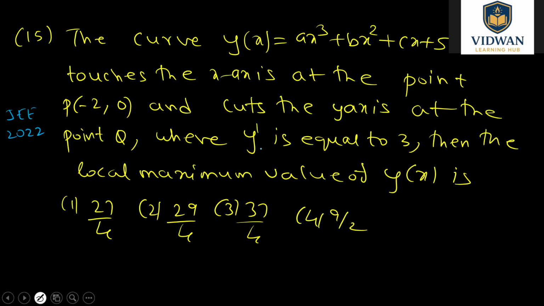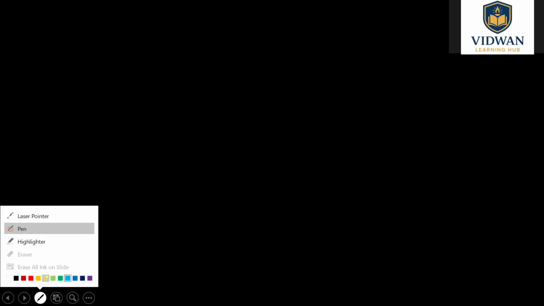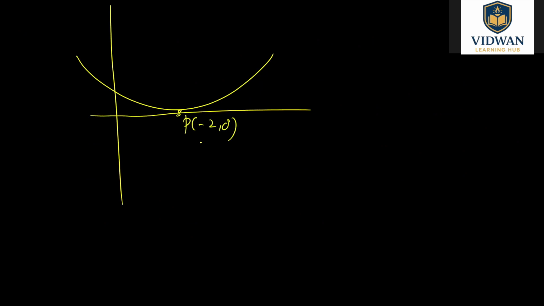So y dash here means the first derivative. Let me just draw a rough diagram. The curve should touch the x-axis at -2, 0 and cut the y-axis at some point Q, so that y dash at this point, the derivative at this point, is equal to 3. The derivative at this point is given as 3.